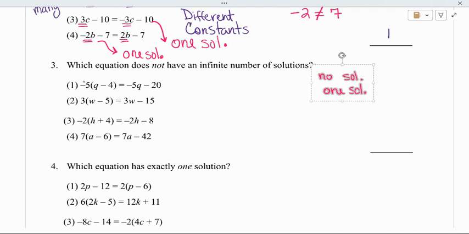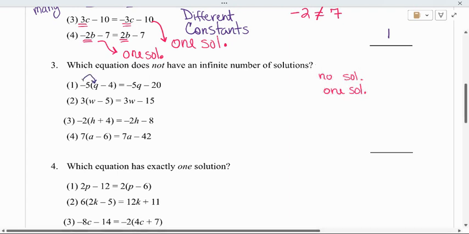Sorry, I don't know. Sure you do. What do we have to do first to see if they look the same? Yeah, we have to distribute on every single one of them. Negative 5 times q is negative 5q. Negative 5 times 4 is a positive 20. And the other side doesn't change.